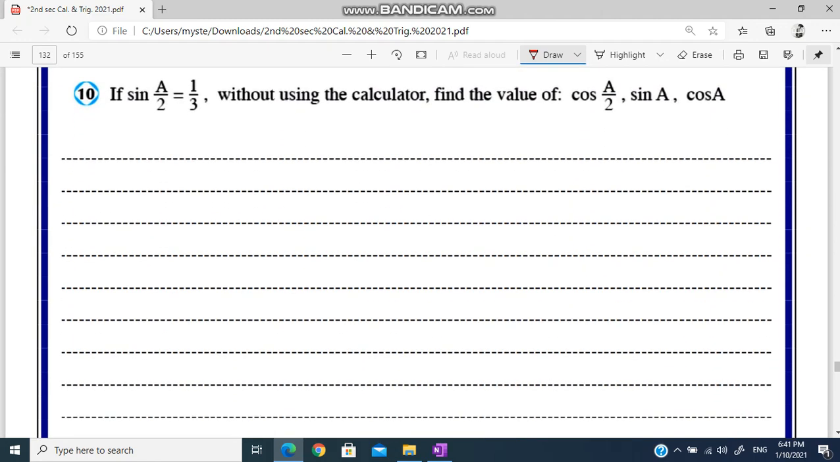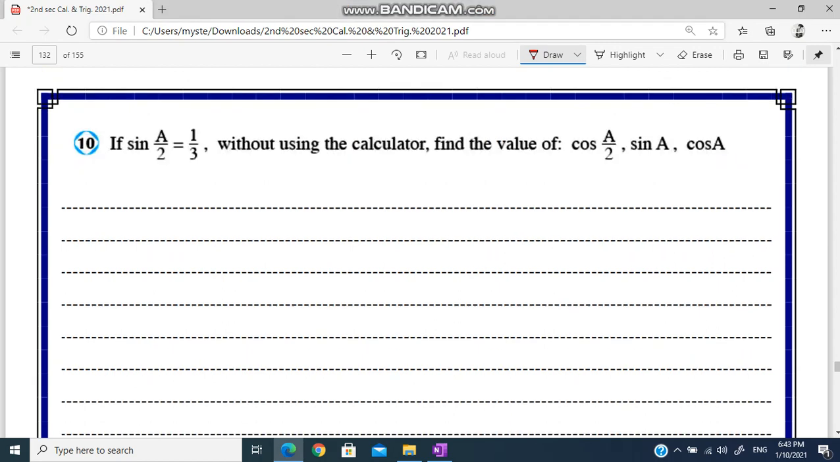Another example: if sine a over 2 equals 1 over 3, without using a calculator, find cosine a over 2 and sine a and cosine a. So sine a over 2 equals 1 over 3. To get sine a, cosine a and cosine a over 2, we can use the rules. We can draw a over 2 in the first quadrant or in the second quadrant. So we have two solutions.